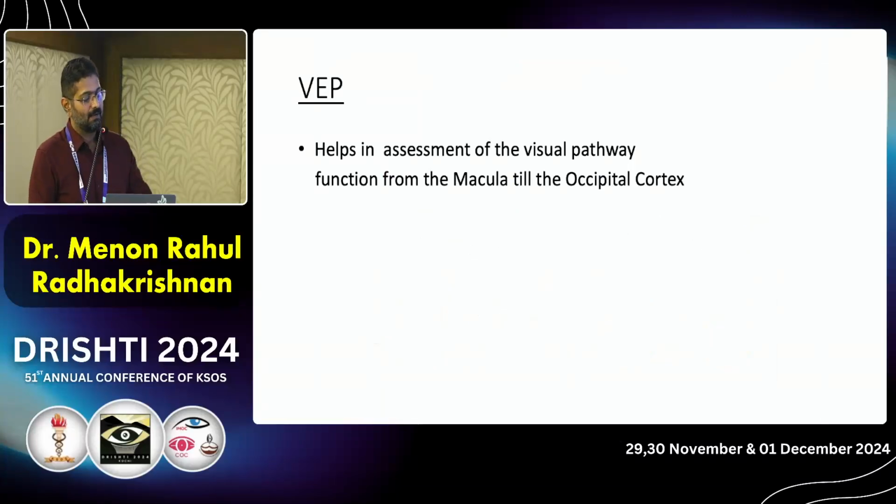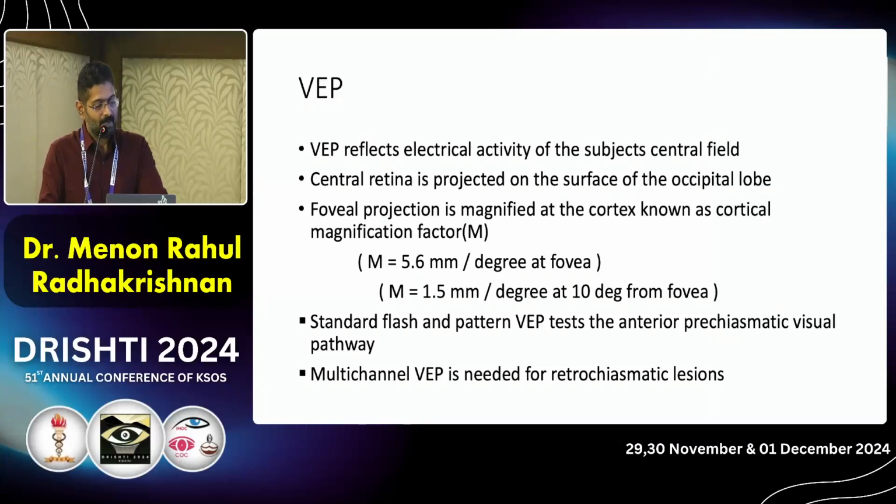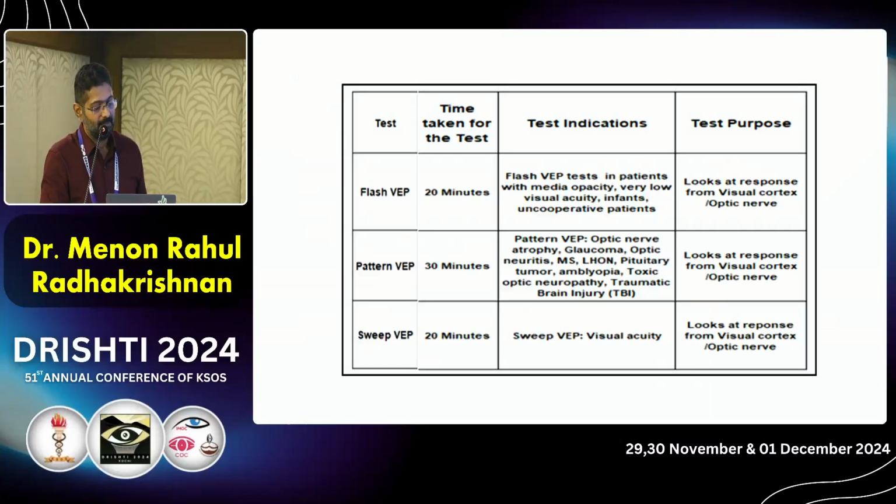Now VEP, it helps in assessment of the visual pathway. Basically, the macula has a major representation in the visual cortex. The electrical signal is generated in the visual cortex in response to visual stimulation. So VEP reflects the electrical activity of the subject's central field. The central retina is projected on the surface of the occipital lobe. The foveal projection is magnified at the cortex, which is known as the cortical magnification factor. This is M. So we have the flash VEP, pattern VEP, and sweep VEP.